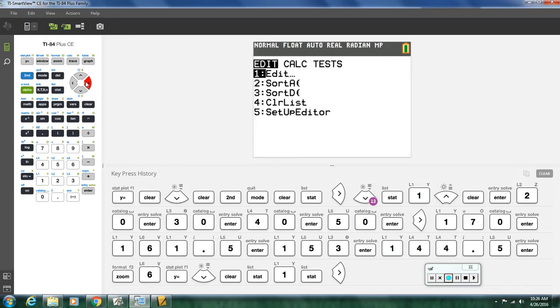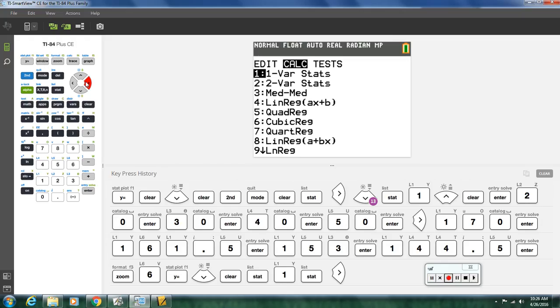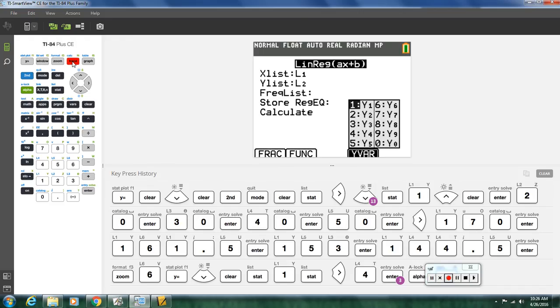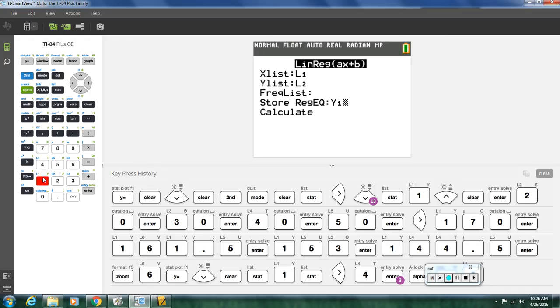So stat, calculate 4. Now notice, here's where I said it's going to come up L1 and L2. So if you delete one of those, you're up a creek. Now, we want to store the regression equations. Everybody remember how to do this one? Alpha, trace, and we're picking Y1. That tells the calculator, whatever you get, put it in Y1 so we can graph it. And then hit calculate.